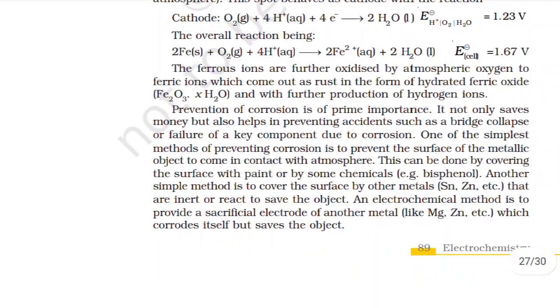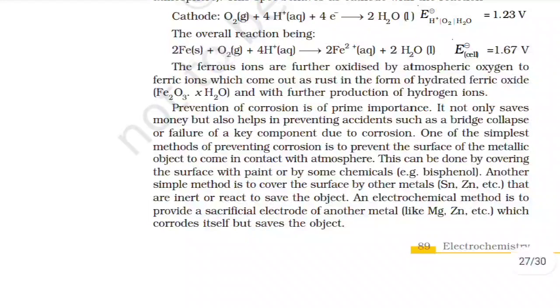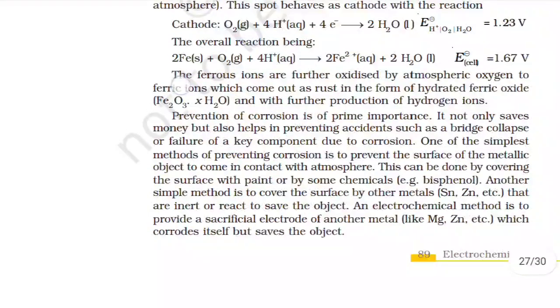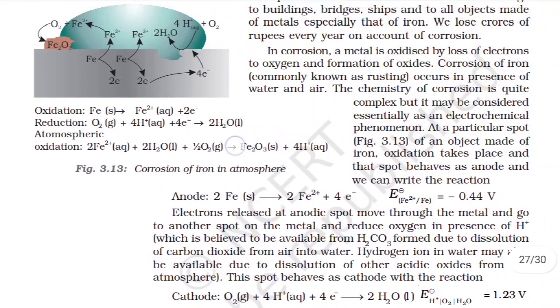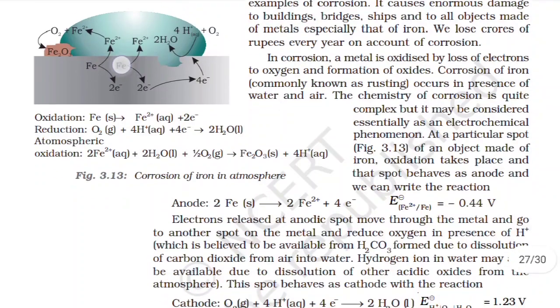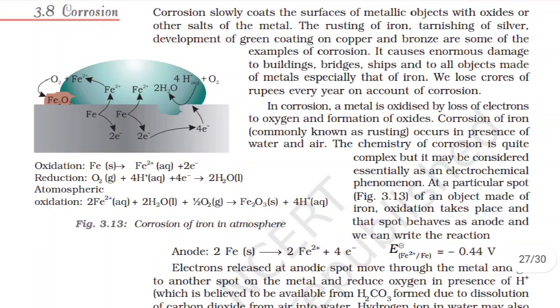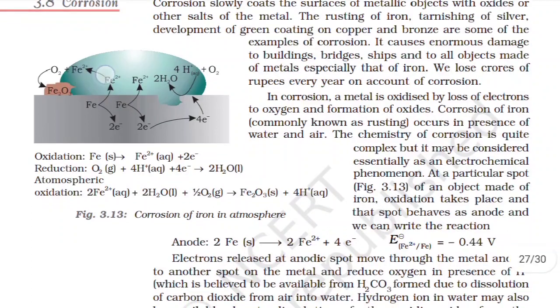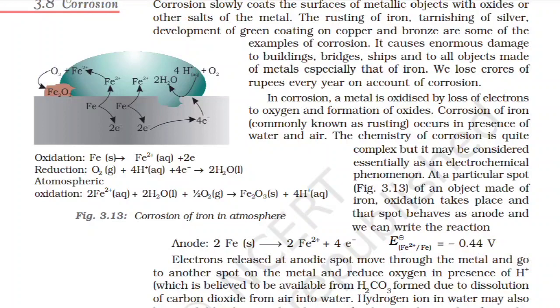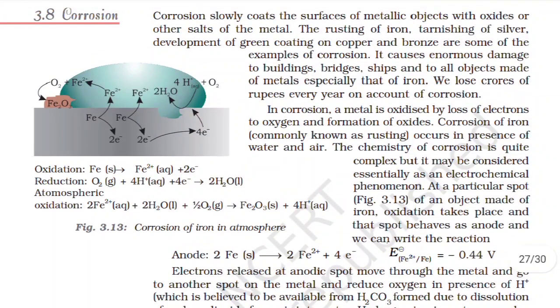Now, whatever iron is converted to Fe2+, these Fe2+ are further oxidized to ferric ions. I will show here. See, whatever Fe2+ ions are forming, this Fe2+ is again converted to Fe3+ there. Again, losing of electrons takes place. How? This Fe2+ combines with oxygen, forming Fe2O3.